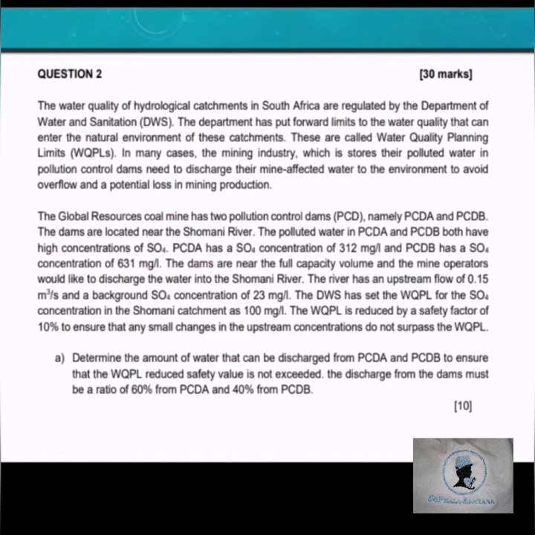The WQPL is reduced by a safety factor of 10% to ensure that any small changes in the upstream concentration do not suppress the WQPL. Determine the amount of water that can be discharged from DA and DB to ensure that the WQPL reduced safety value is not exceeded. So the discharge of the dams must have a ratio of 40 and 60%.